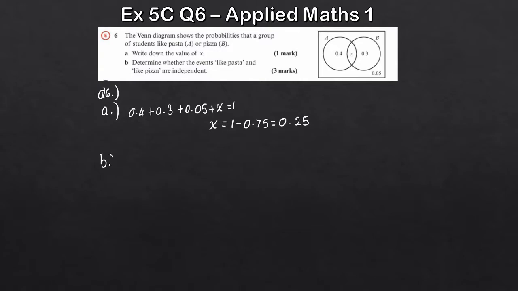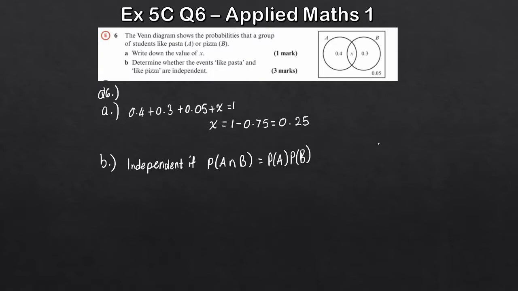Part B, we just need to determine whether the events of liking pasta and liking pizza are independent. So you need to know how to test for independence. It's independent if the probability of A intersection B is equal to the probability of A times the probability of B. If that holds, then they're independent. If it doesn't, then they're not independent.